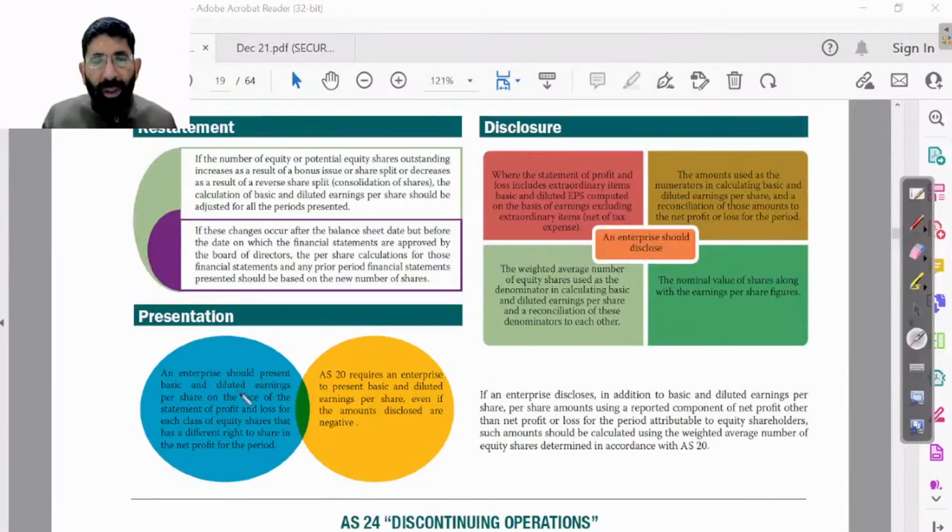An enterprise should present both on the face of the statement of profit or loss for each class of equity share that has a different right to share in the net profit or loss. It requires an enterprise to present even if the amounts disclosed are negative. It also discloses, in addition to basic and diluted per share amounts, amounts using a reported component. This is all regarding disclosure, beta, nothing else.